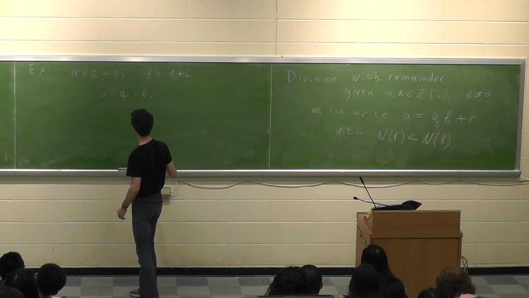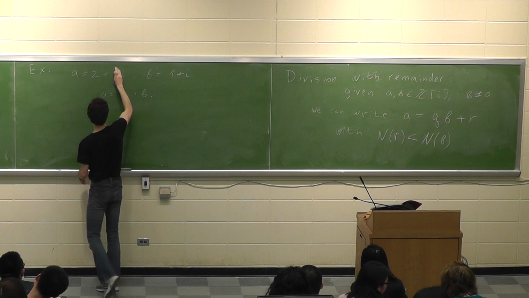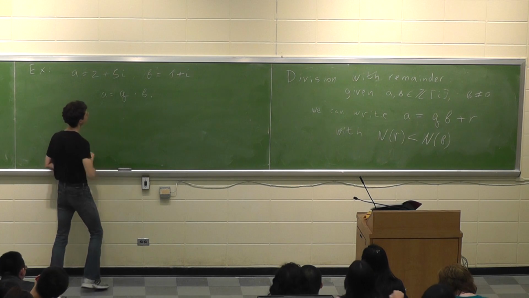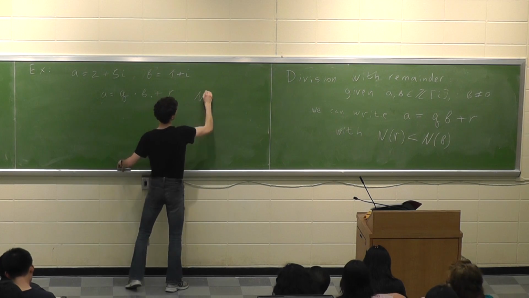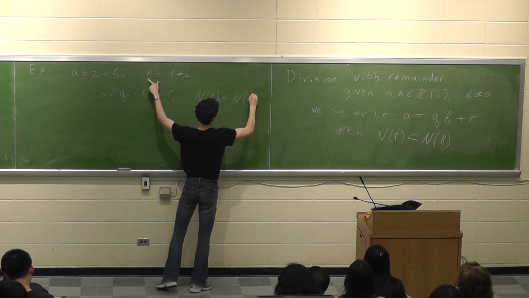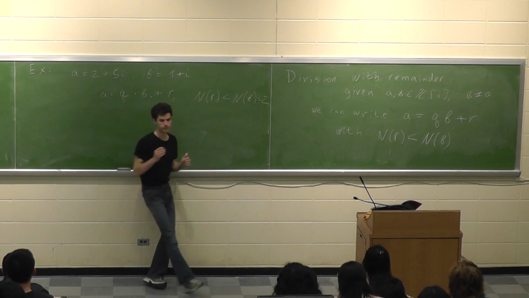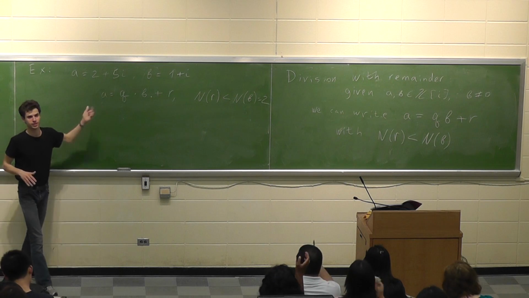Or maybe let me change it like this: quotient times B plus some remainder, and the norm of the remainder is smaller than the norm of B, which is 2. So how can I accomplish this?